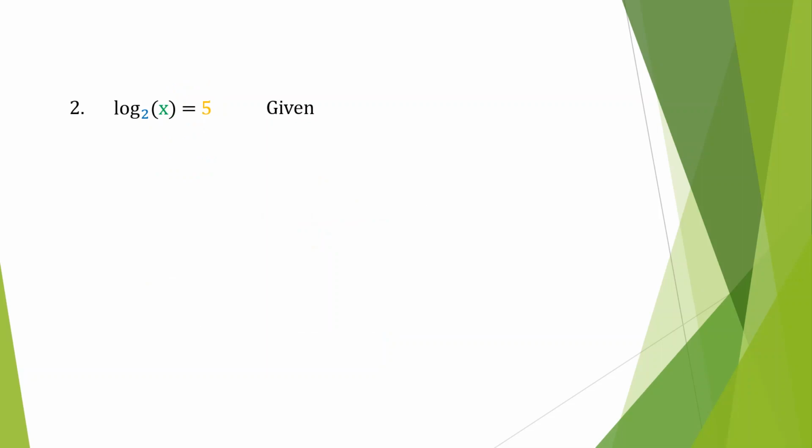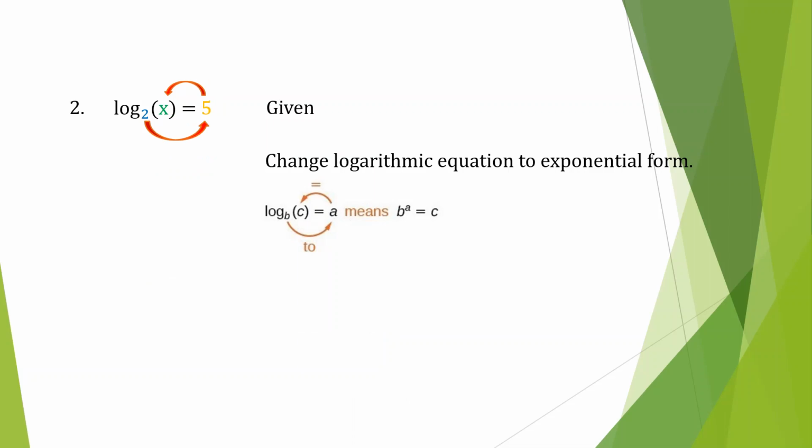Number 2, logarithm base 2 of x is equal to 5. Let us change the logarithmic equation to exponential form. So we have 2 raised to 5 is equal to x. We all know that 2 raised to 5 is equal to 32. So x is equal to 32.